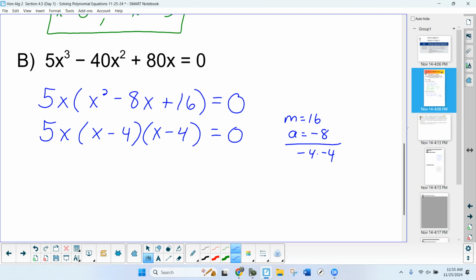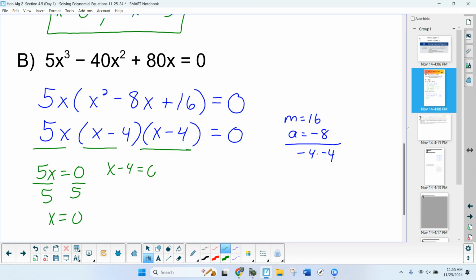Remember our directions once again said to solve. So when you set each piece equal to 0, what do you get on this piece? x equals 0. What do you get on this piece? It would be the same. So here are your two answers.